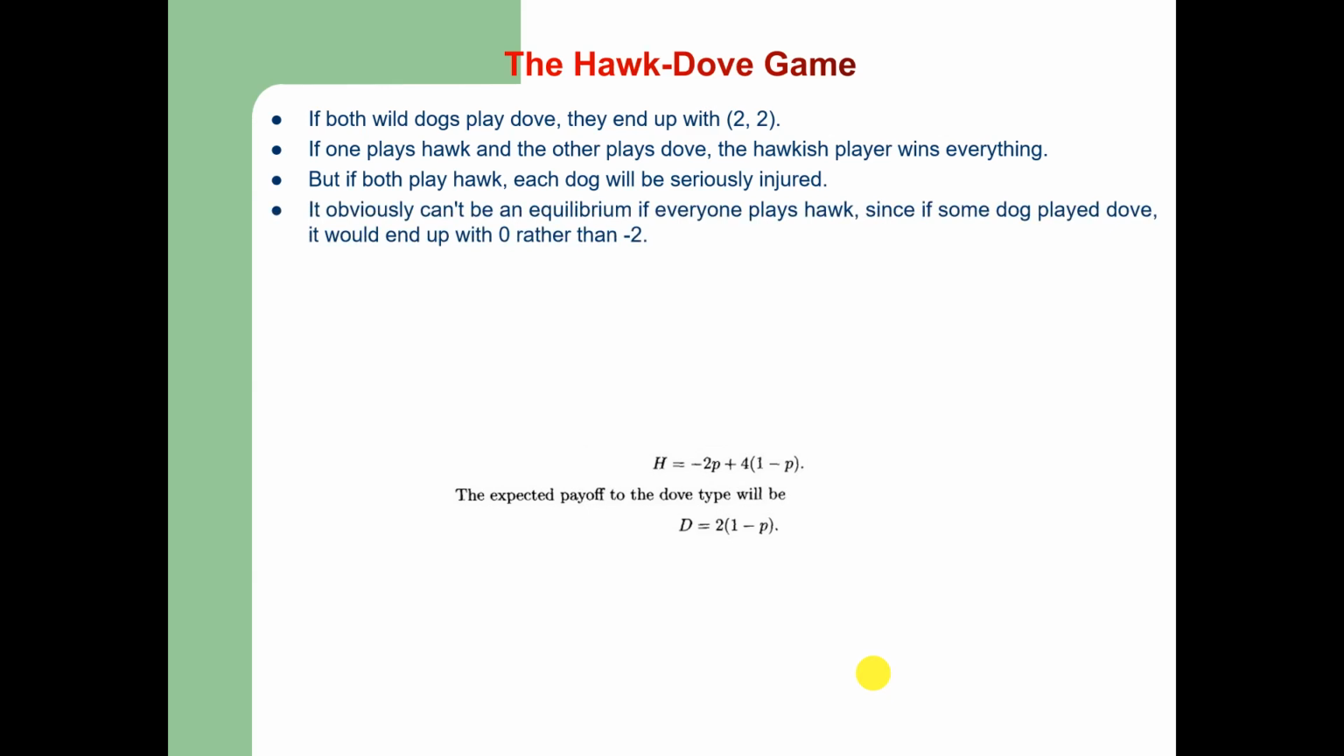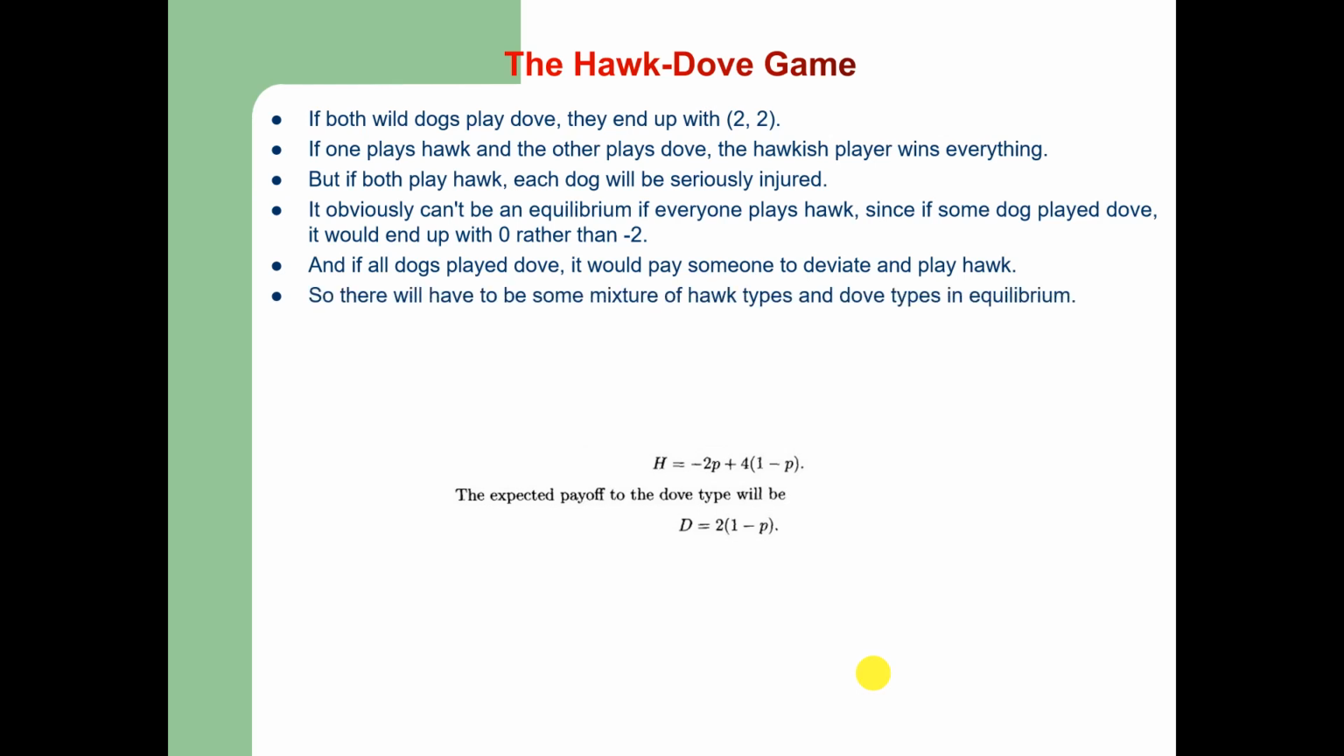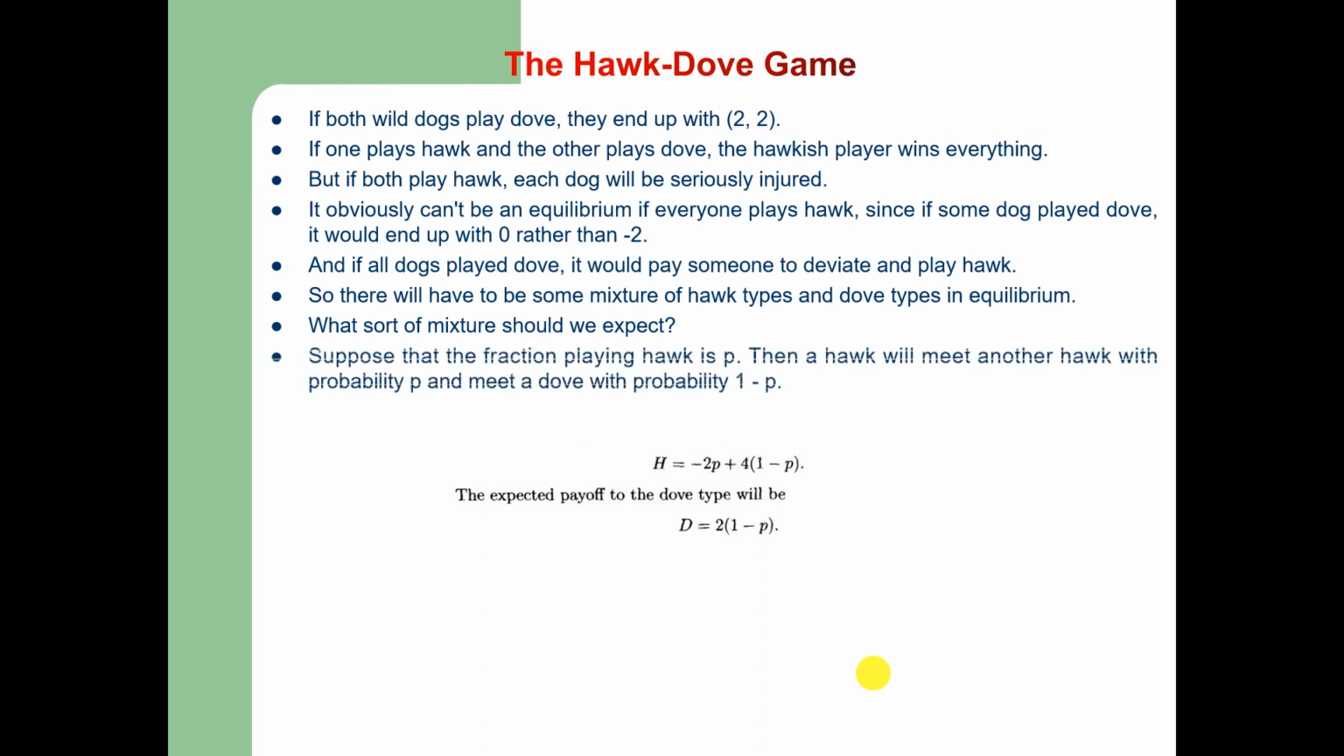It obviously cannot be an equilibrium if everyone plays hawk, since if some dog played dove, it would end up with 0 rather than -2. And if all dogs played dove, it would pay someone to deviate and play hawk. So there will have to be some mixture of hawk types and dove types in equilibrium. So what sort of mixture should we expect? That can be explained with the help of the following equations.